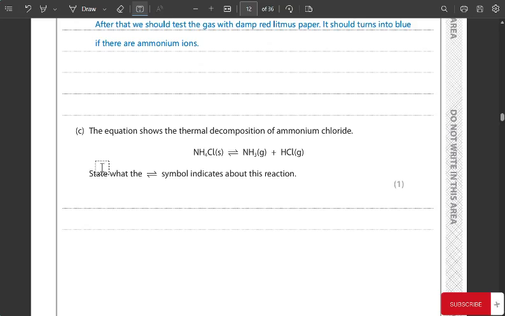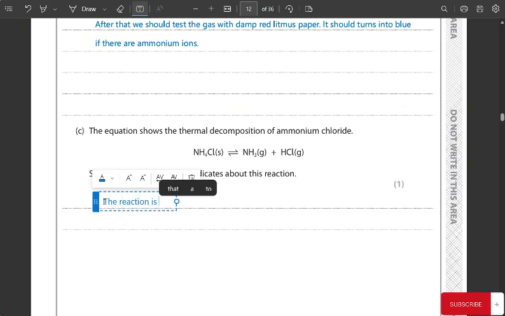The next one. The equation shows the thermal decomposition of ammonium chloride. This is the equation, and state what this symbol indicates about this reaction. We know that this sign means the reaction is reversible.